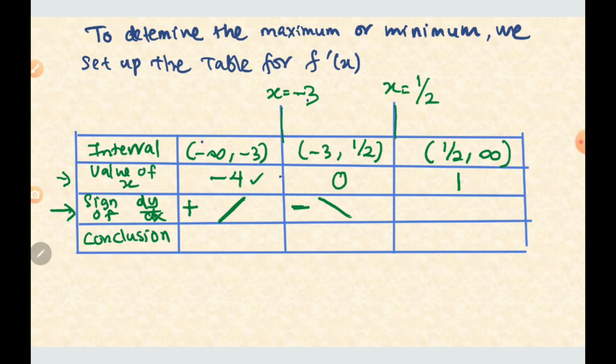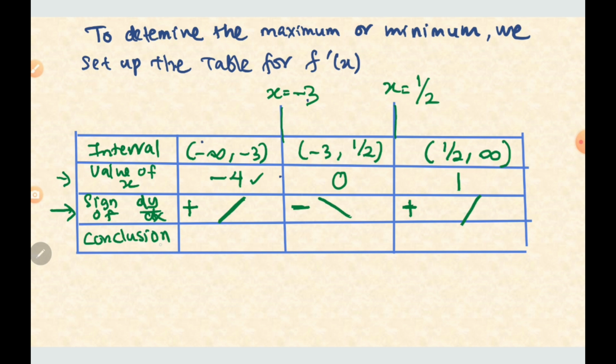And when you substitute 1, dy dx is positive. Okay, you just write positive, negative and positive. You don't have to write the actual value here. And the sign for dy dx positive, and the slope is going to look like this.